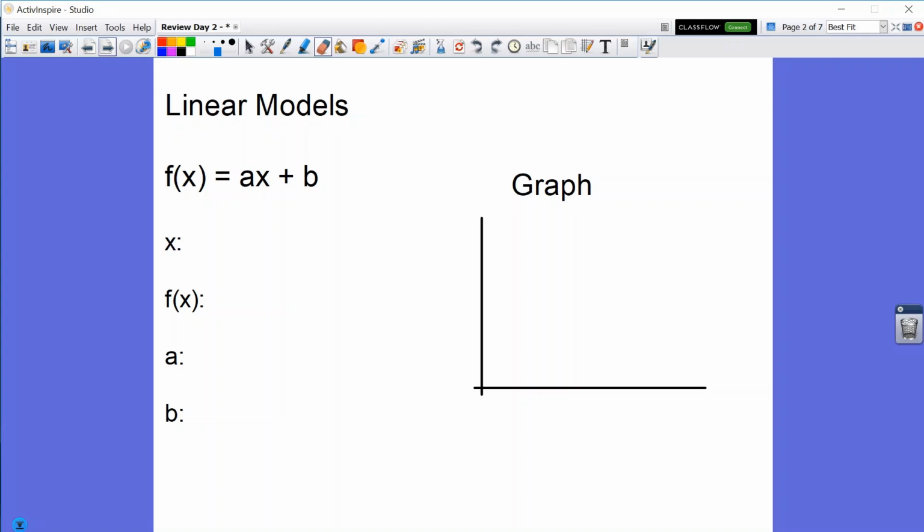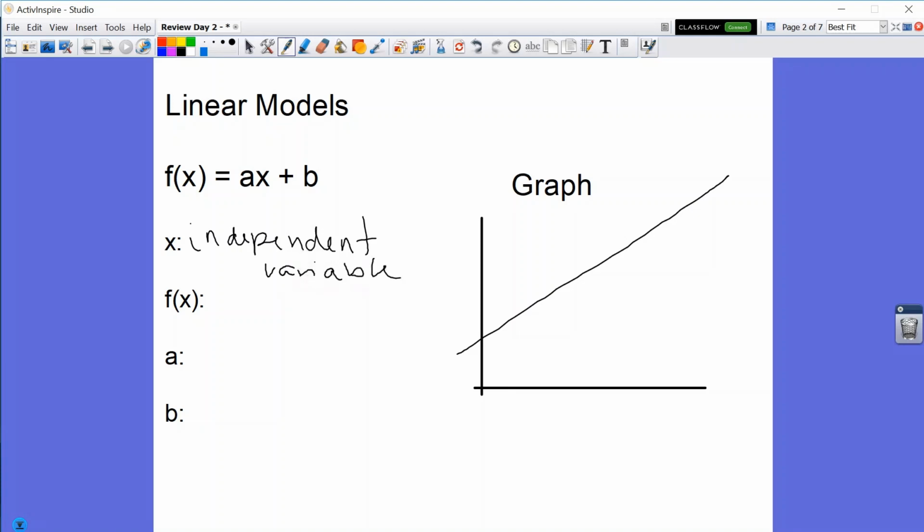So a quick reminder about linear models. Linear models obviously look like a line. And our function is generally in the form f of x equals ax plus b. X is our independent variable, so whatever in the problem is the thing that we have control over, or the thing that is controlling the dependent variable or causes change in the dependent variable. That's going to be our x value. And then f of x is our dependent variable. You can use y as well, just this is how it's written in function notation.